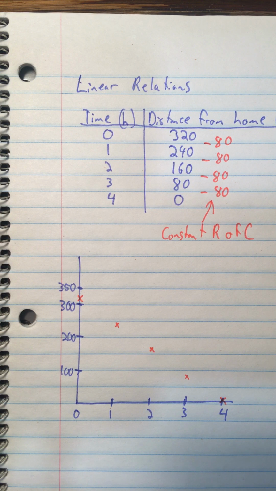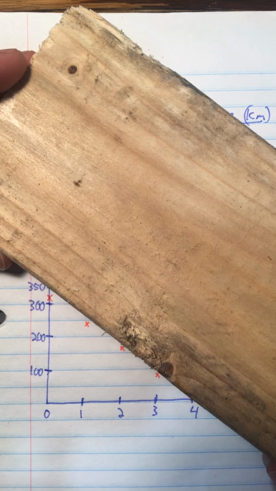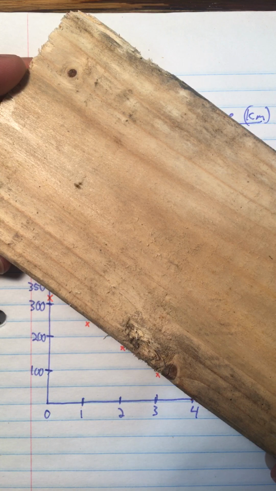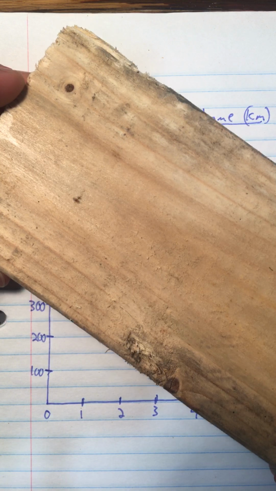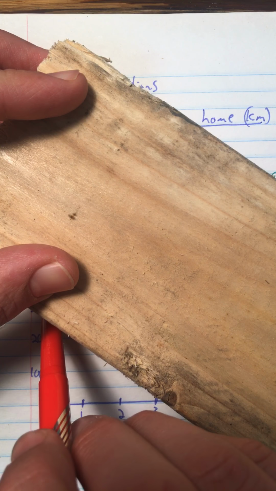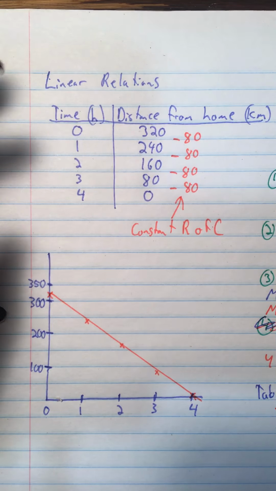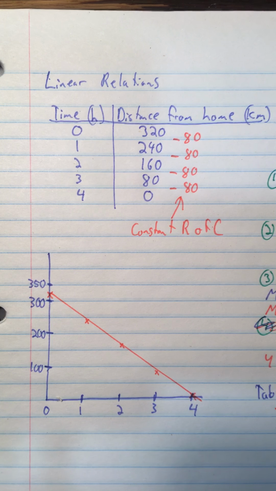Okay? You can see this is a line. I'm looking around for anything that would resemble a ruler. I have a block of wood. Hopefully you have a ruler at home. Next time I might be a bit more prepared. Okay, let's see if I can draw this. Perfect. So you can see here I do have a linear relation.